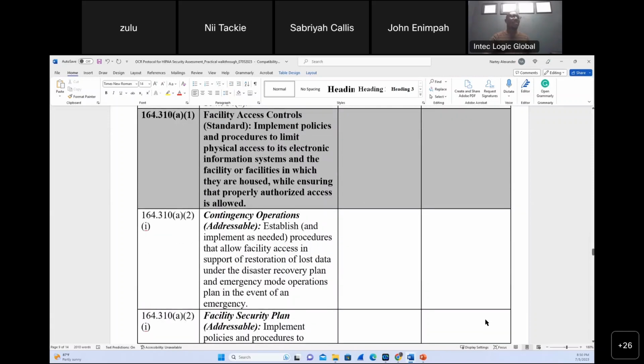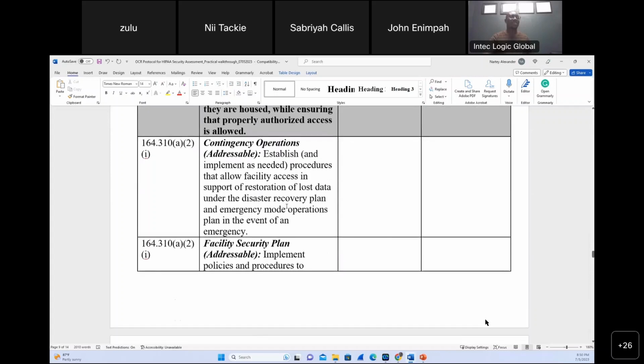Under that, we have contingency operations. Establish and implement, as needed, procedures that allow facility access in support of restoration of lost data under the disaster recovery plan and emergency mode operation plan in an event of an emergency. So when an emergency happens, it's not only the technical system that we want to salvage or save. What about the physical environment?